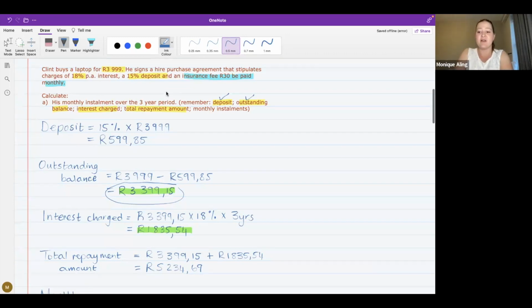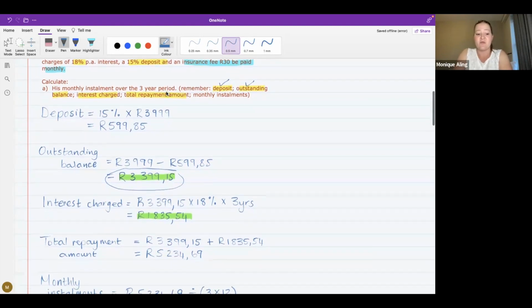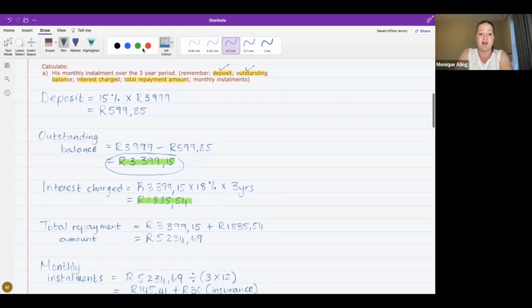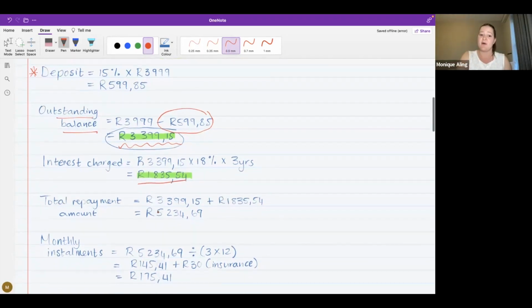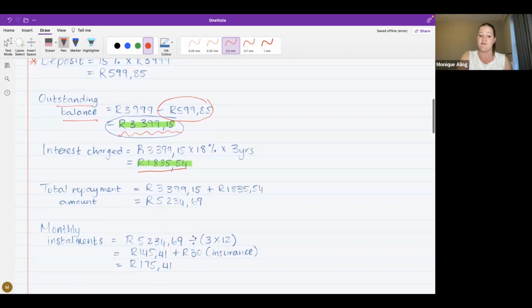So just quickly with hire purchase, when you need to work out the monthly installments, you have to follow this process. You work out the deposit first. You then minus the deposit to see what is left to get our outstanding balance. After we know what's left, we can work out the interest that will be charged. And then we add it back to see what this person is going to pay in total. And then we divide by the number of months this agreement is for.